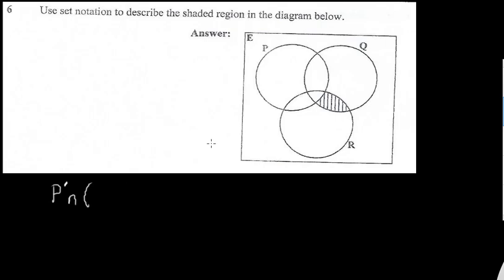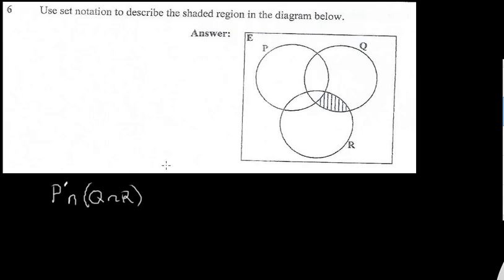Then we open our brackets. What else is shaded? Well, the intersection between set Q and set R is shaded. So we'd have P complement intersection Q intersection R, because this part that we have shaded is Q intersection R. Do you see that? Q intersection R is what is shaded. So we'd have P complement intersection Q intersection R. And that is that about question 6.